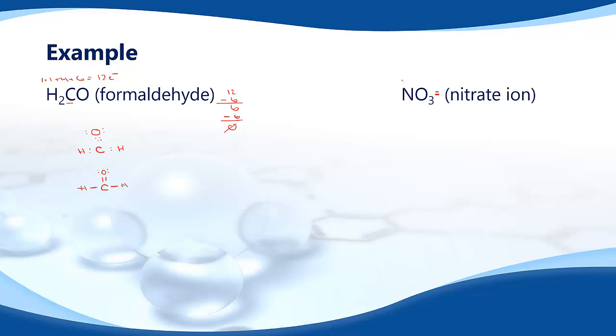Okay, so first thing we have to do is our addition, right? So nitrogen starts off with 5. Each oxygen has 6. There are 3 of them. So that's 6 plus 6 plus 6. And the negative charge means I add 1, so I go plus 1. So this total adds up to 24. So I have 24, right?